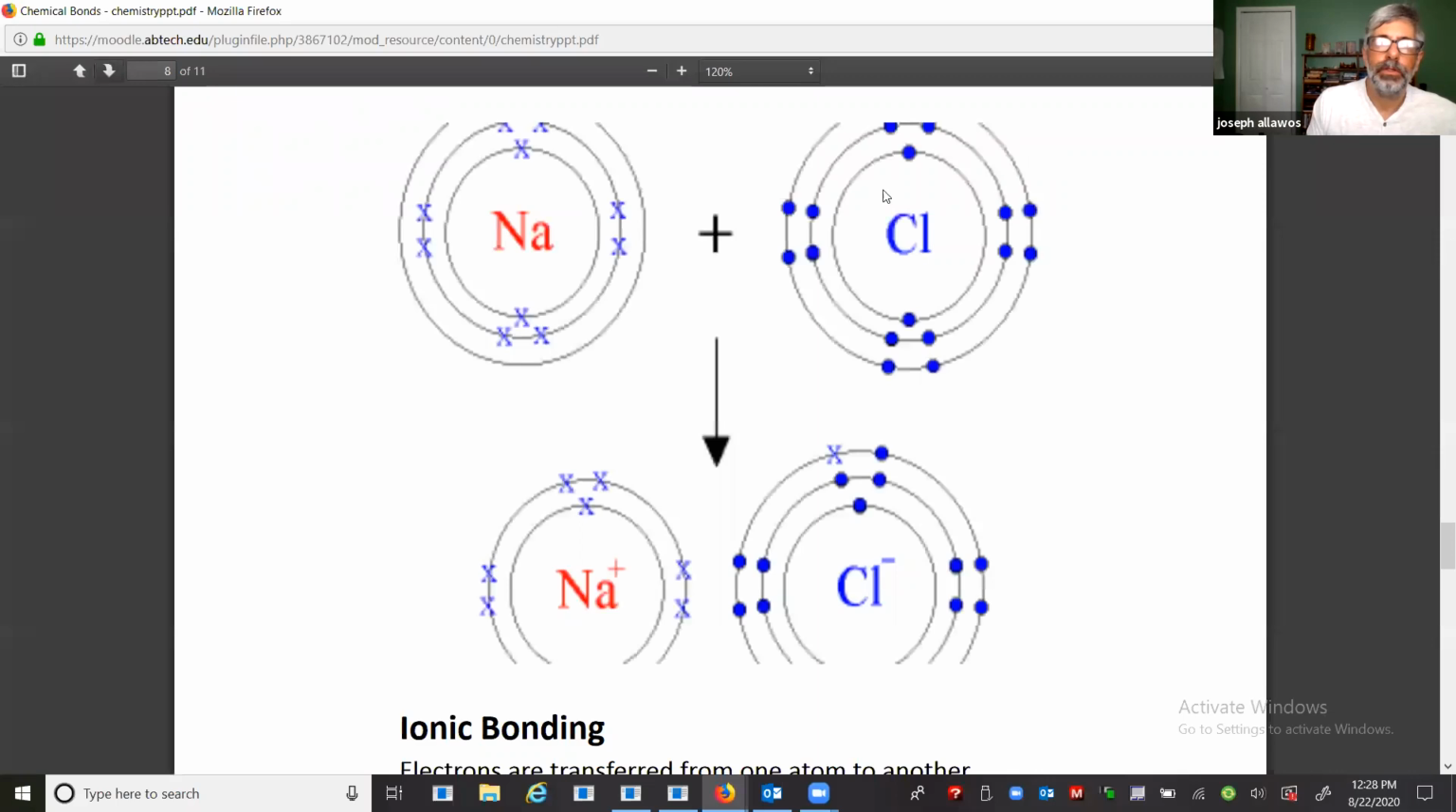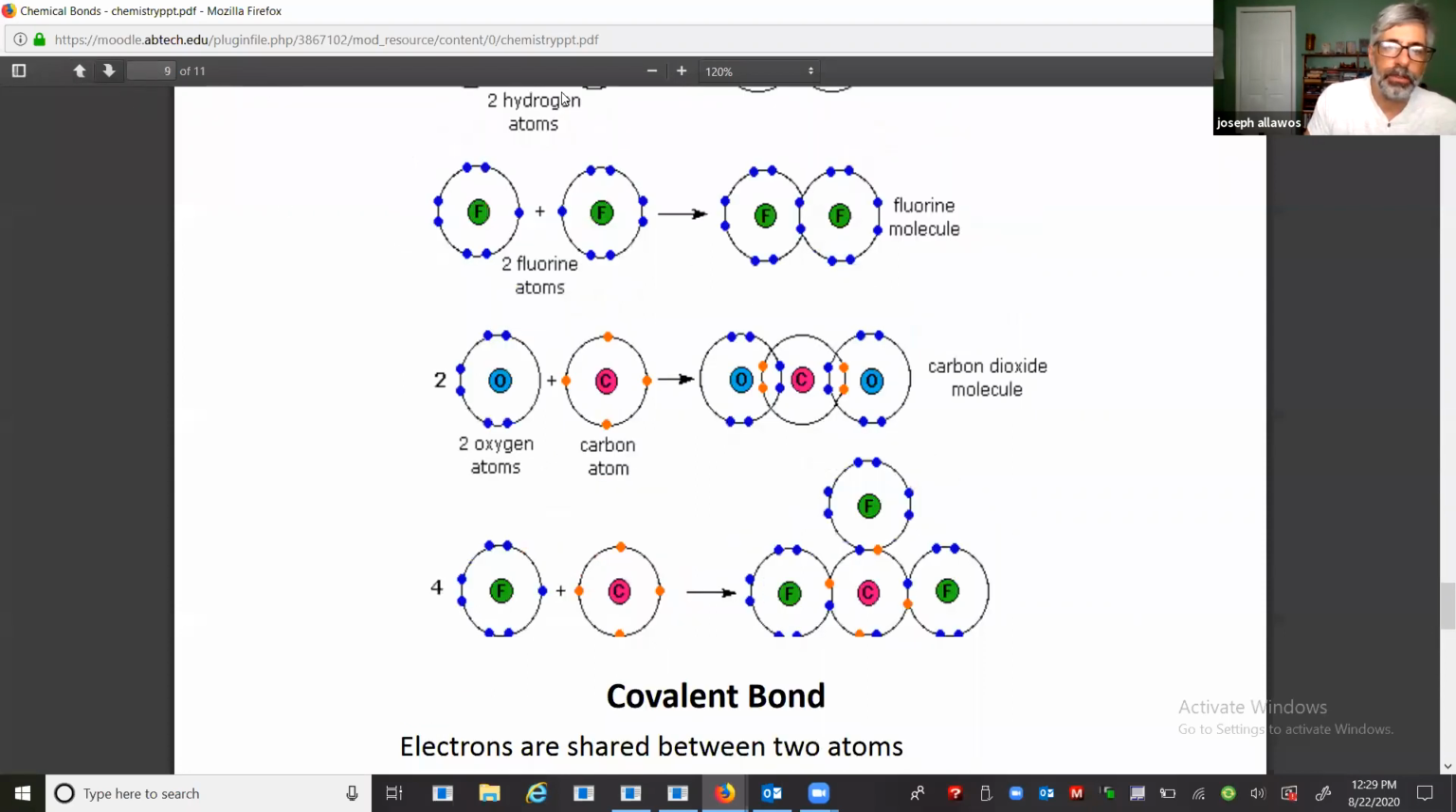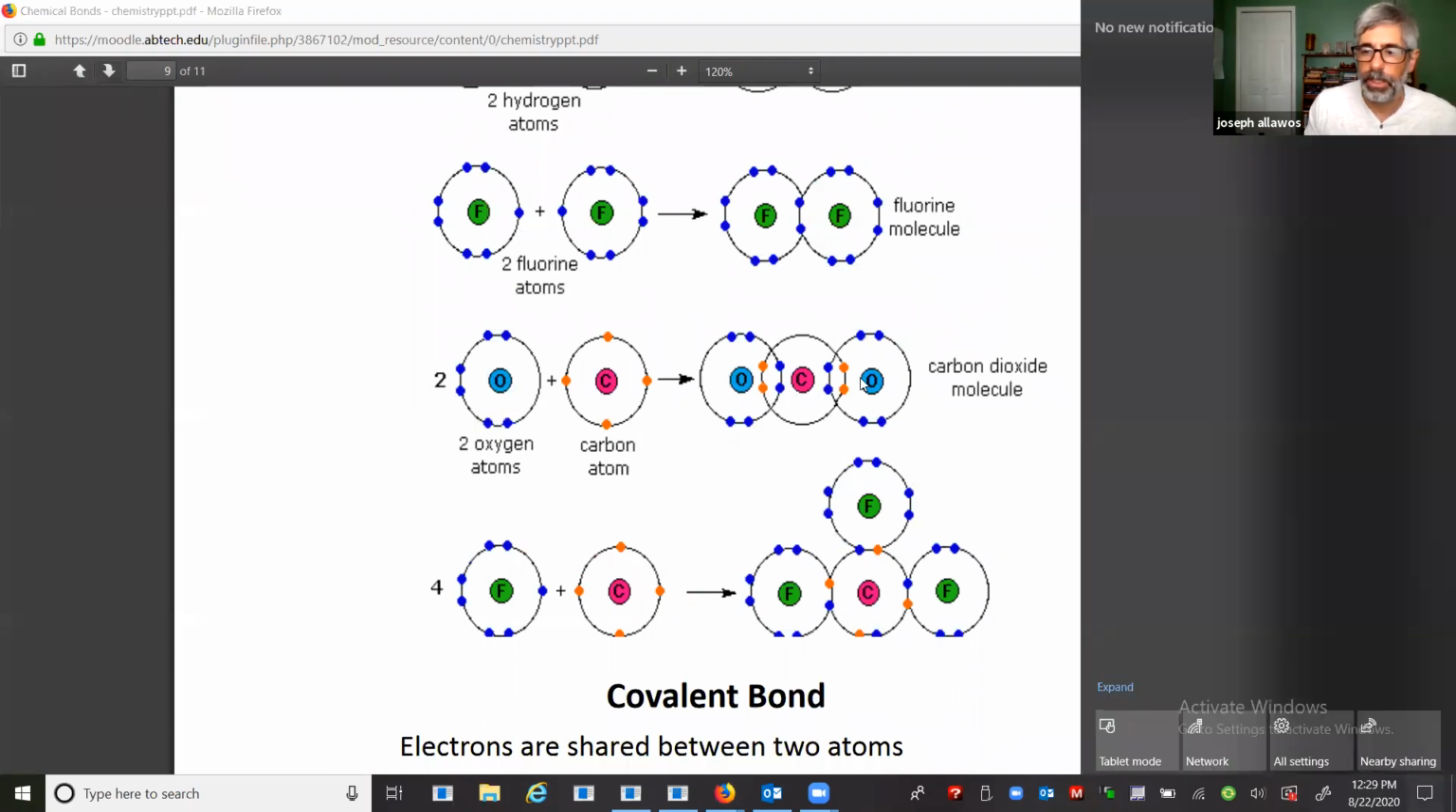Okay, so you may find this slide useful. It's just showing the ionic bond here. You had the transfer of this one. They're using X's and O's to represent the electrons of sodium and chlorine. And this is just basically what we just looked at. And here are some examples of covalent bonds. Here's carbon dioxide. You can see two oxygens and a carbon come together.